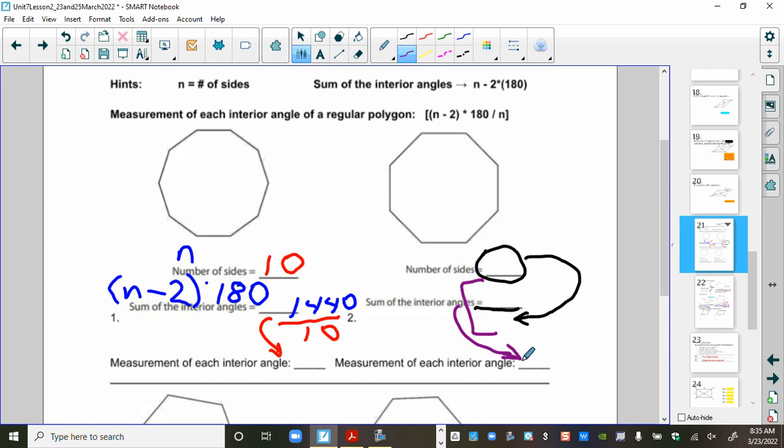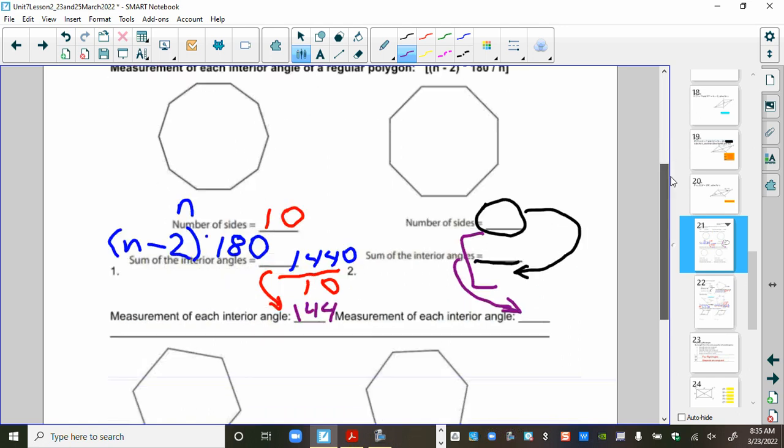Anybody have any questions? So yeah, you divide 1440 by 10. What do you get? What do you get when we divide these two numbers? That's all. There you go. We're done. And that's how you do the other three. You can get this one. The other three are that easy.